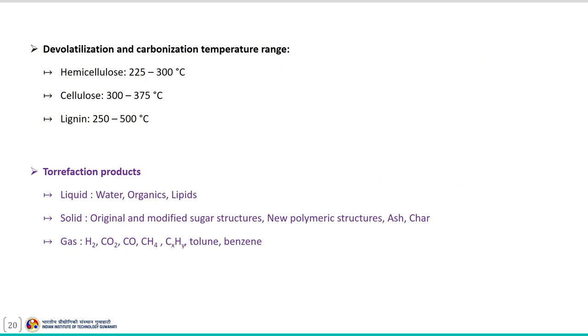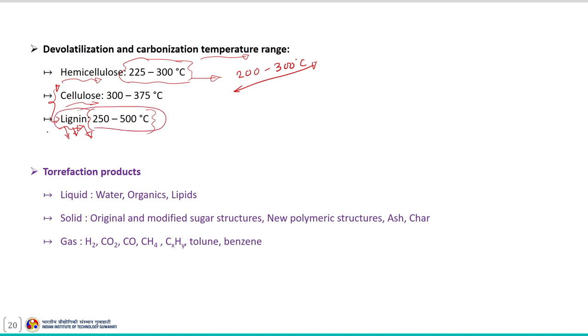And this particular slide represents the devolatilization and carbonization temperature range of different constituents of the biomass. If you see here, for hemicellulose the devolatilization and carbonization temperature range is 225 to 300 degrees C, cellulose between 300 to 375, and lignin between 250 to 500 degrees C. And if you recollect our discussion, the torrefaction process is performed between 200 to 300 degrees C, so that most of the cellulose and the lignin can be retained in the solid product, as lignin after softening acts as a natural binder, which is useful during pelletization of the torrefied product.